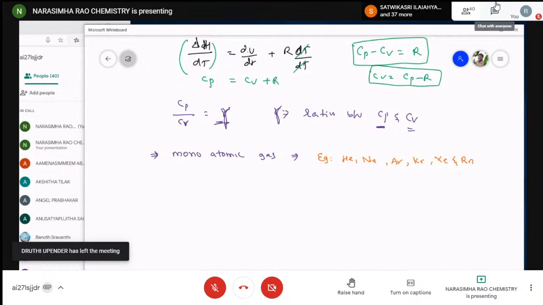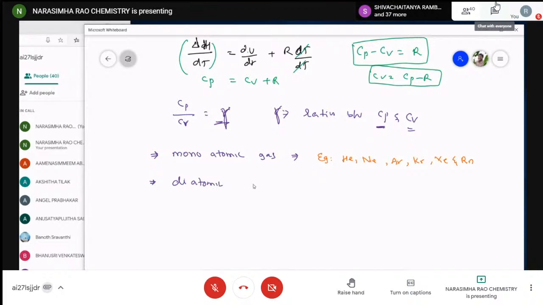Now, diatomic gases. Diatomic gases means the atomicity of the gas is 2. 2 means 2 atoms are present in the molecule. That is H2, N2, O2, Cl2, F2, etc. These are all examples of diatomic gases. And poly or triatomic gases: O3 is the better example.